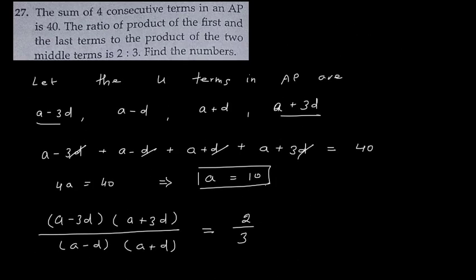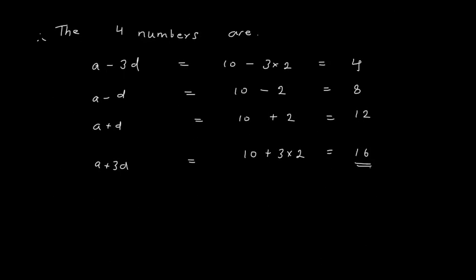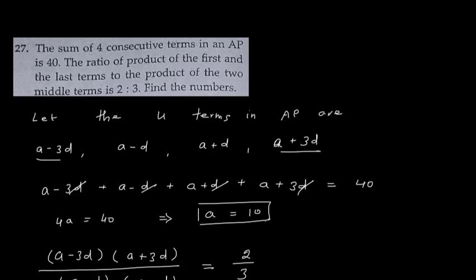So when four numbers are given in AP, your choice is very important. You have to choose the numbers like a minus 3d, a minus d, a plus d, a plus 3d. If you take any other choice, then it will be difficult for you to get the answer. Okay. So this is your 27th question.